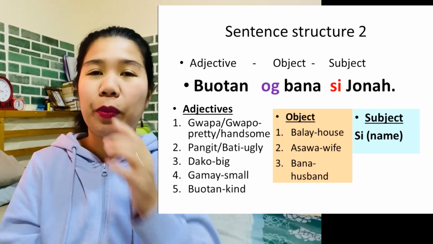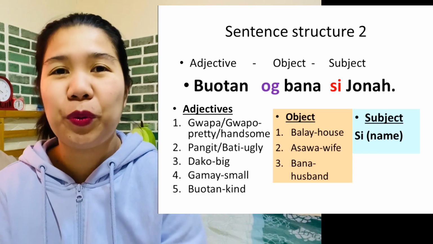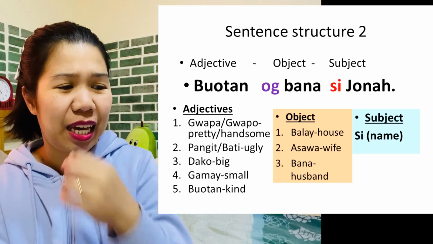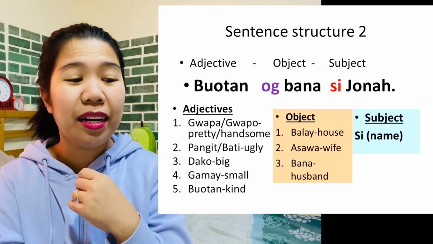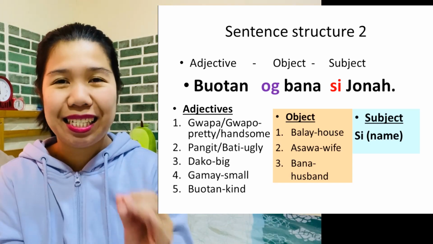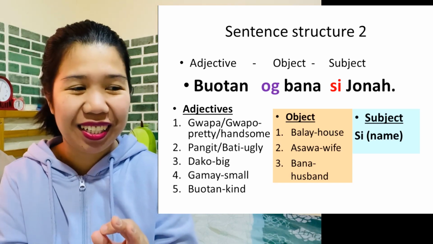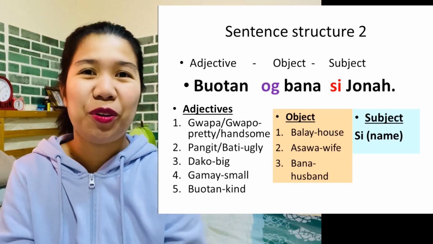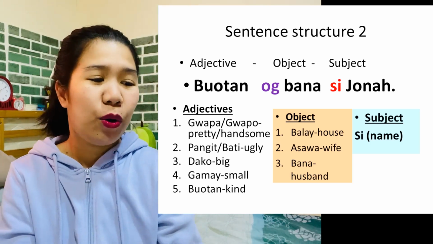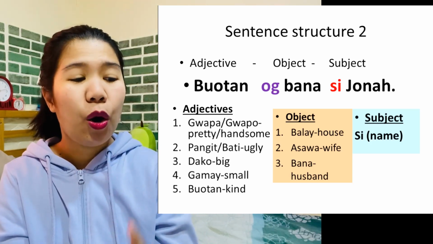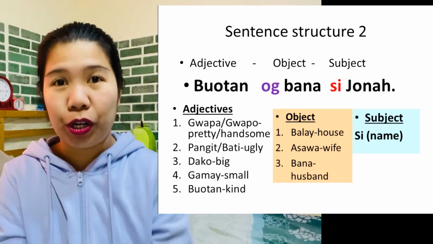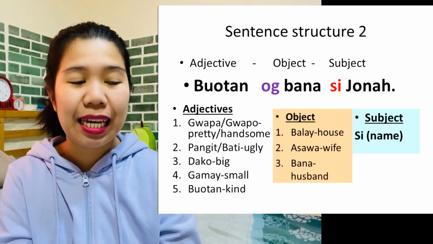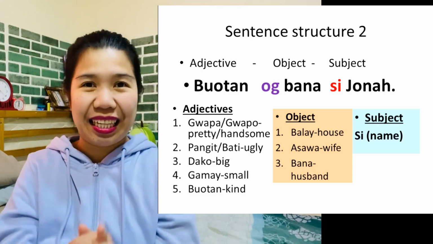Okay, for example, let's take the name Ber, which means short for subscriber. Let's say, guwapa ug asawa si Ber. So it means what? Ber's wife is pretty or beautiful. Okay? Or gamay ug balay si Ber. So that's the house of Ber is small. Okay? I hope that's clear.